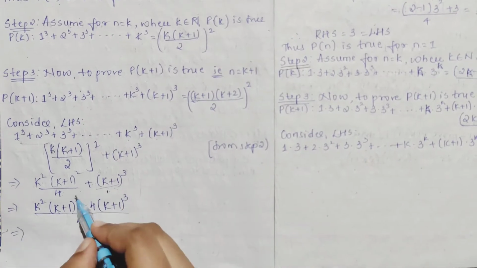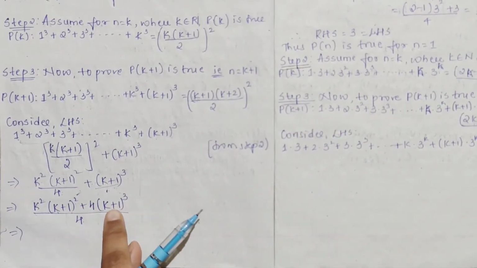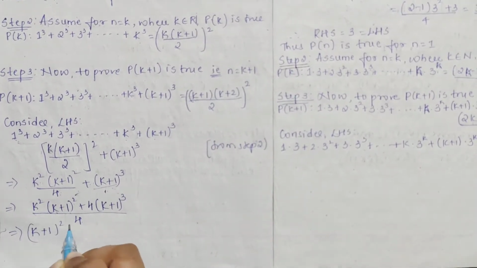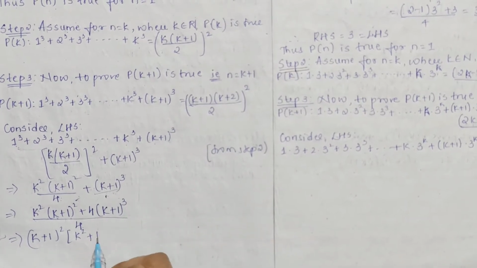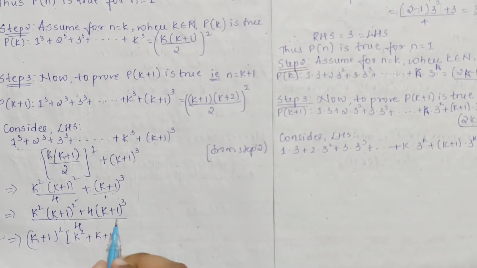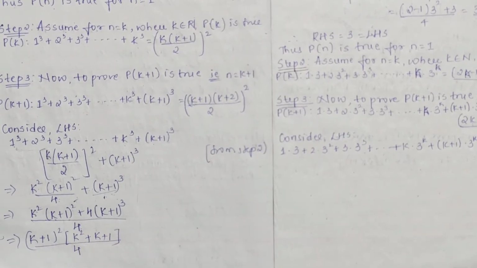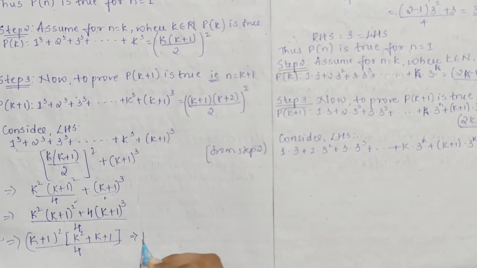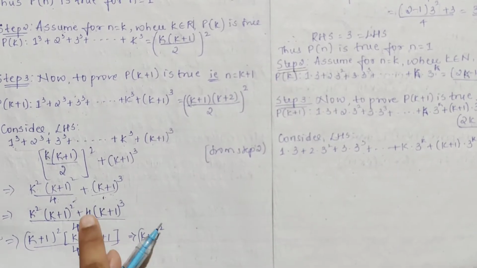See, after coming here, from here and here I can take (k plus 1) square common, right? So I'll take (k plus 1) square as common. What will I be left with? k square plus, from here, k plus 1, just (k plus 1), then 4. You have it like this: (k plus 1) square, (k square plus k plus 1).